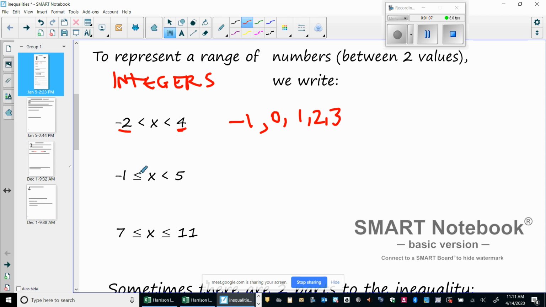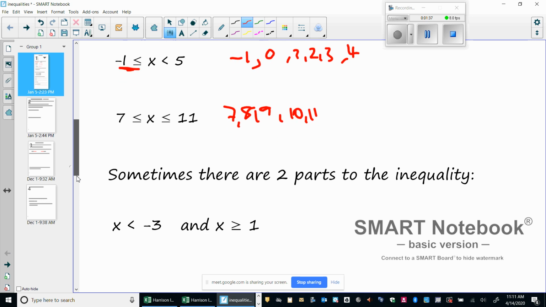When we've got this symbol, we're allowed to include the -1, because it can be included. And then we've got 0, 1, 2, 3, and 4. We're not allowed to include 5 because it doesn't have the extra line. And this range would be 7, 8, 9, 10, and 11, because we're allowed to include both of them because of the extra line. Okay, is that good? Hopefully yes. Can't see anyone's faces.